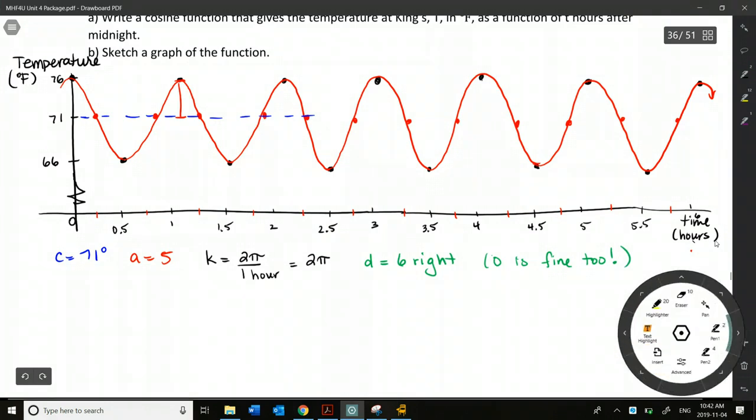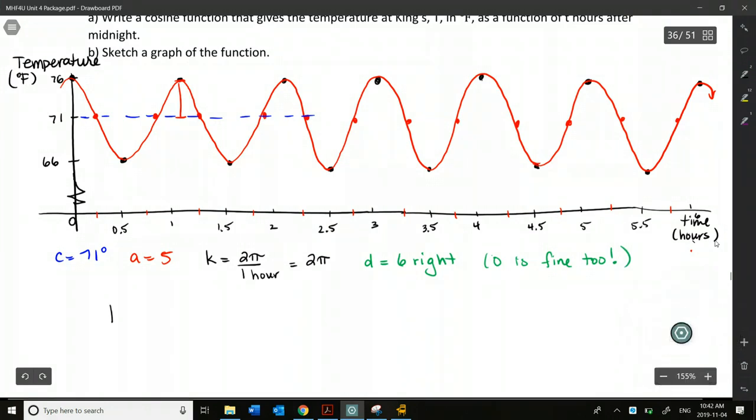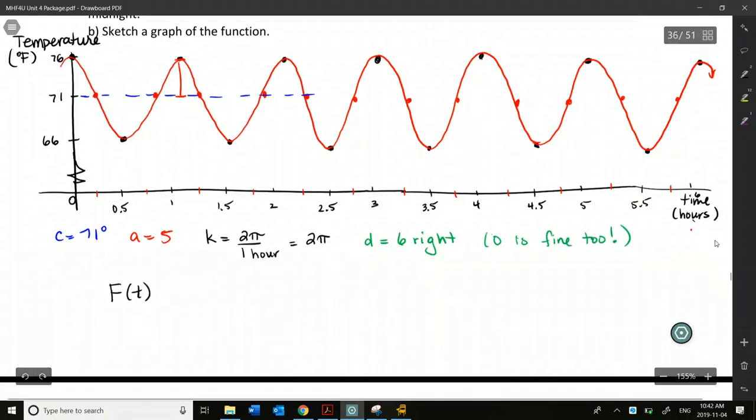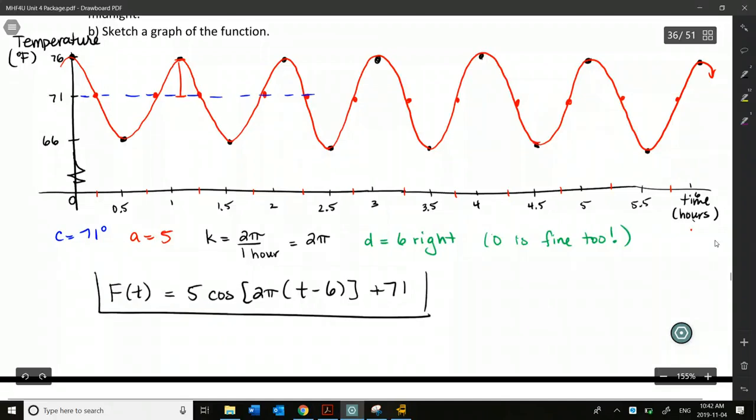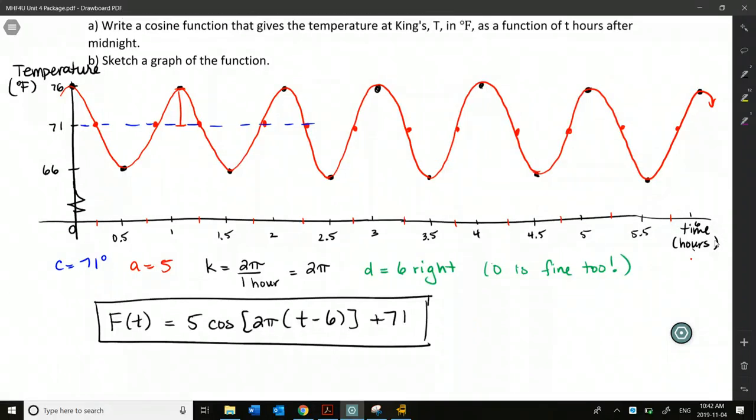Okay, so let's put together our equation then. Maybe I'll call this F at t, F for Fahrenheit, lowercase t for time, just so we don't have two T's in here. And there's our function.